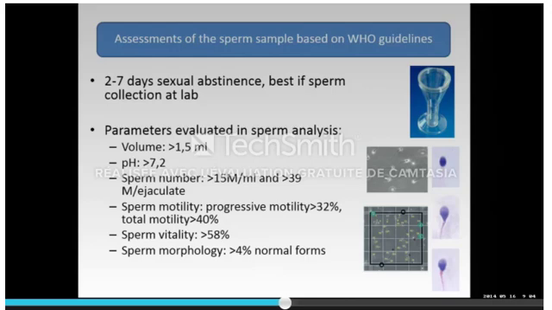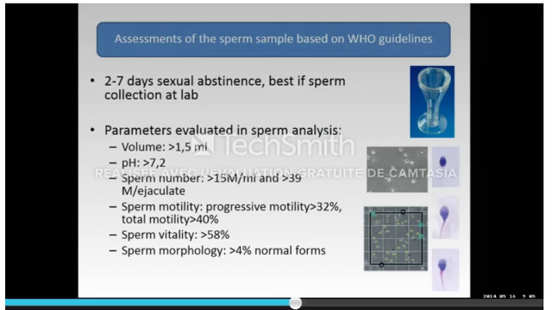So here are the parameters evaluated in sperm analysis: the volume, the pH, the sperm number, sperm number in concentration, meaning per milliliter, and of course per ejaculate, sperm motility, sperm vitality, and sperm morphology. I will not go into details because you would have the reference intervals on the results, but please keep in mind, and it's an andrologist who is telling you that, this analysis is mainly manual. Maybe some of you are lab technicians, I don't know. This analysis is manual.